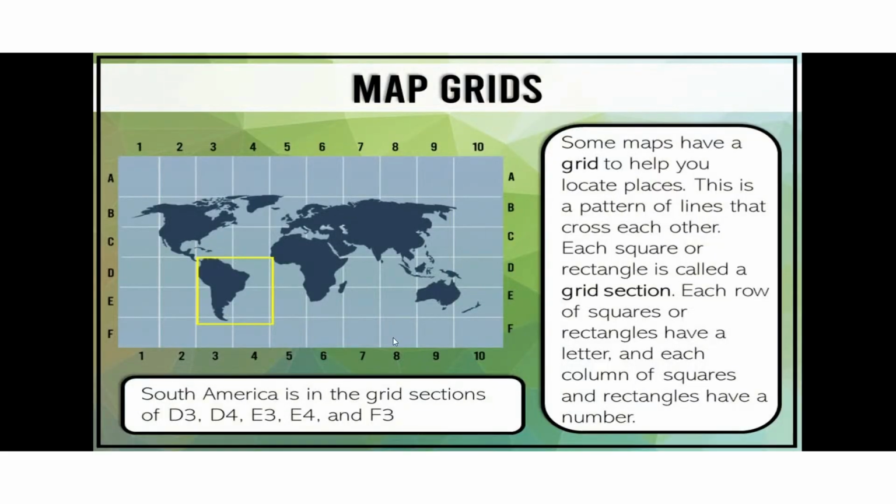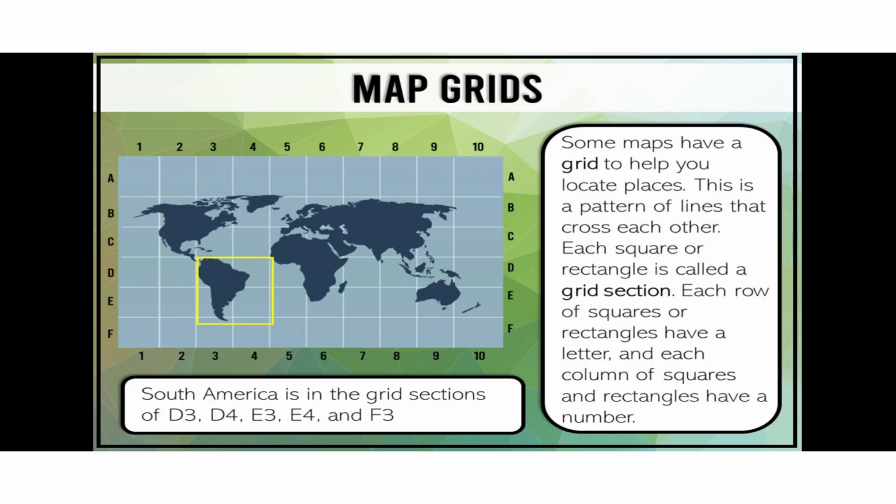Moving on to map grids. Some maps have a grid to help you locate places. So in this example, South America, highlighted in yellow, is in grid sections D3, D4, E3, E4, and F3. And just like when you're mapping latitude and longitude, you start with the letters before you move on to the numbers. So that's why we start with the D and then 3, 4, and so on.